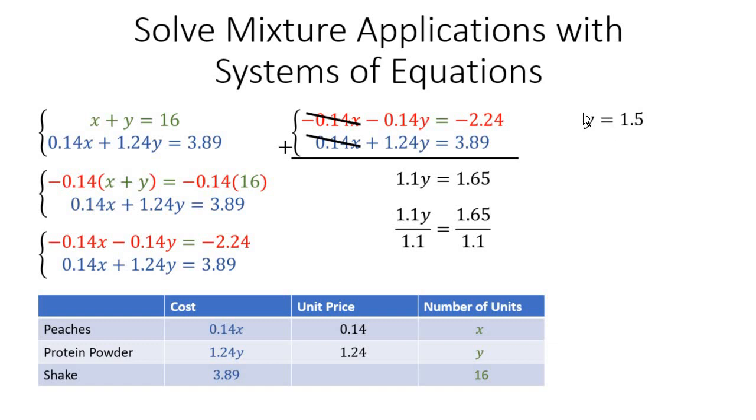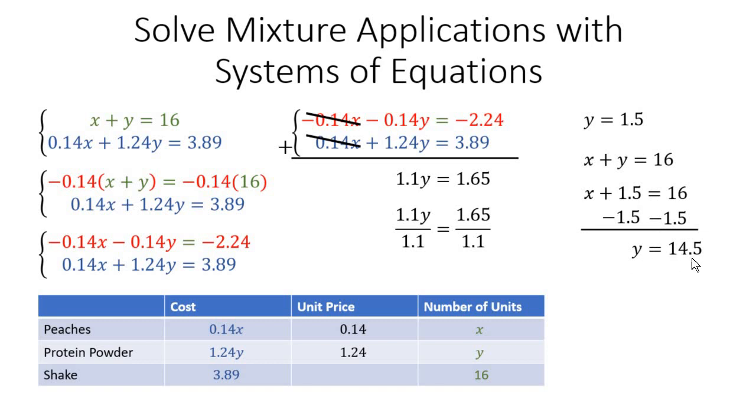So now I've found the value of y, and y is the number of ounces of protein powder. 1.5 ounces of protein powder. And x now I can find with this equation here, x plus y equals 16. If x plus y is equal to 16 and y is equal to 1.5, then what I'll get is x plus 1.5 equals 16, and I can subtract 1.5 from both sides to get that x is equal to 14.5.